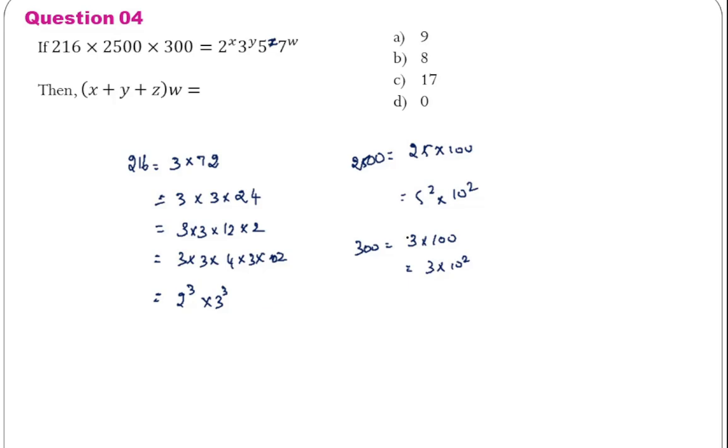There is no factor of 7 present in the given product. So the power of 7 must be equal to 0. When 0 is multiplied with any number, we get the answer as 0. So the correct answer would be 0.